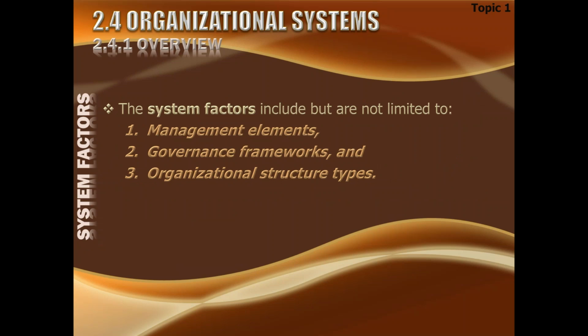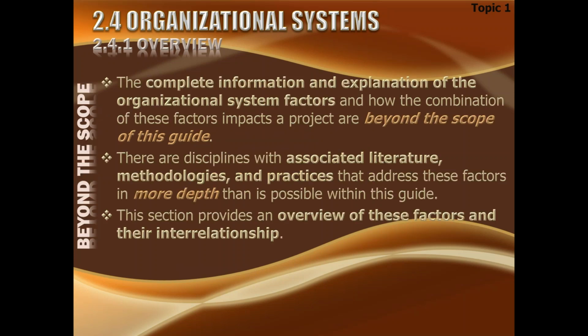The system factors include, but are not limited to, the management element, the governance framework, and the organizational structure types. So as far as the management element is concerned, we are most aware about it. That is the management level, or middle or top management level. These are various management levels which are already existing. The complete information and explanation of the organizational system factors and how the combination of these factors impact a project are beyond the scope of this guide. So this guide is not going to be talking more about the organizational systems, but it is just going to be introducing this much to you.